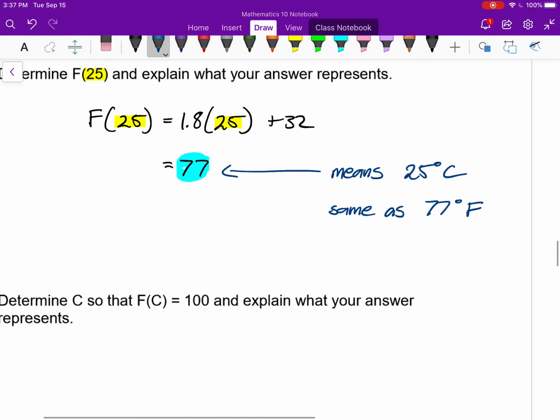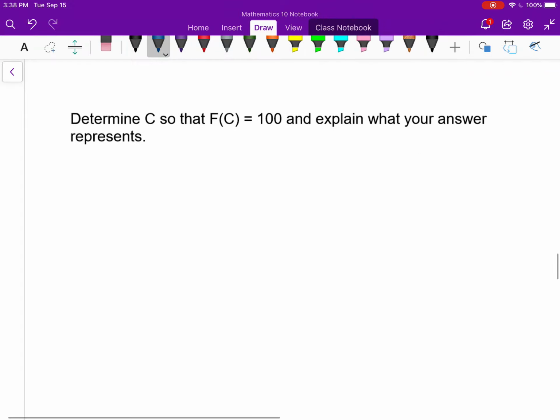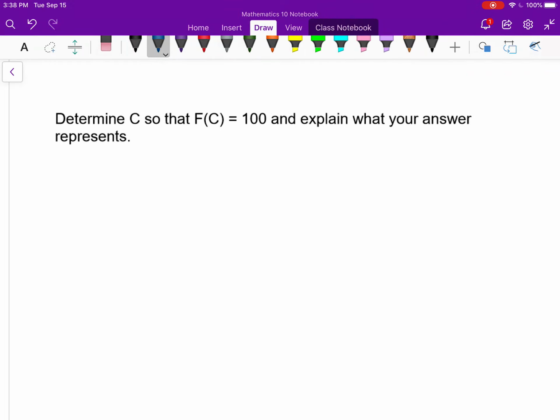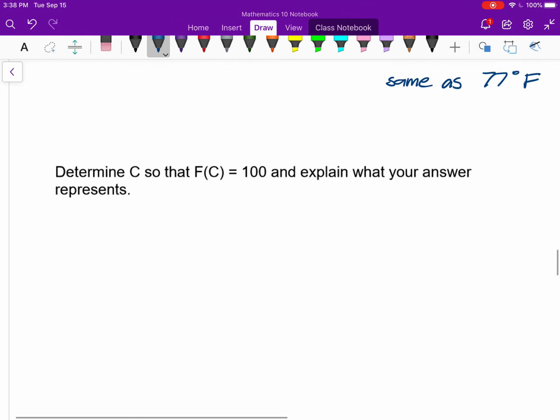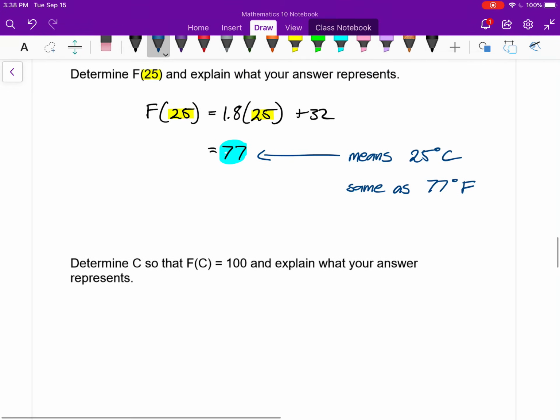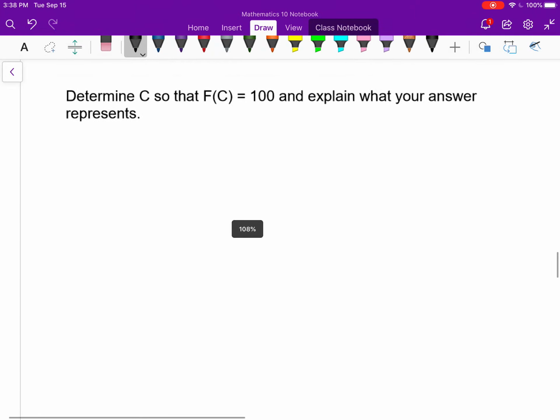All right, so what's this? The other way around. Determine C so that f of c equals 100 and explain what your answer represents. Same idea as before. I have a little bit of calculating, and then I want to tell me what this means. This time, though, I don't know Celsius. I know f of c is 100. So how do I do this? Well, first let me write down the equation for f of c again.